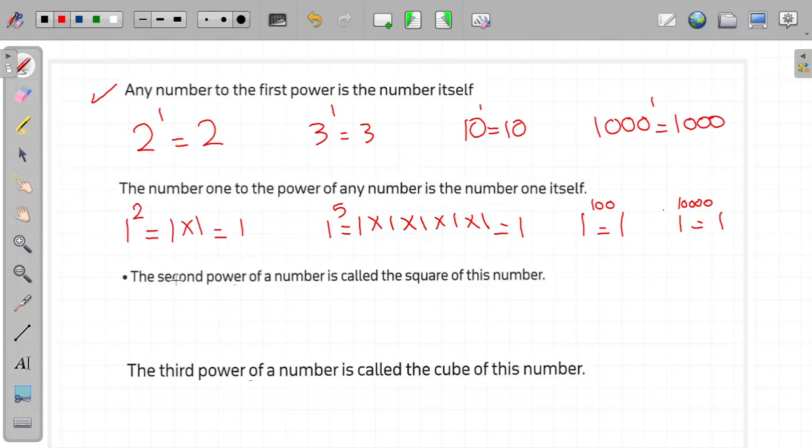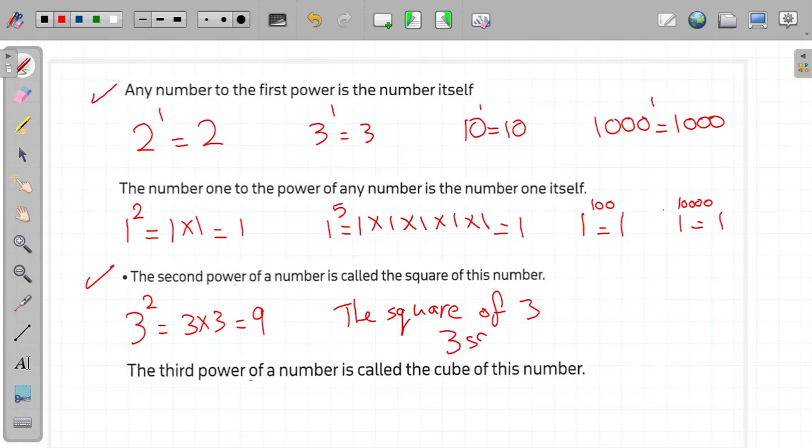Okay? The third note here is that the second power of any number is called the square of this number. So if I have 3 to the power of 2, this is the second power, okay? It's equal to 3 by 3 equals 9. Here I have 3 to the power of 2. I can call it the square of 3. Again, it's the square of 3. Or I can say 3 squared.